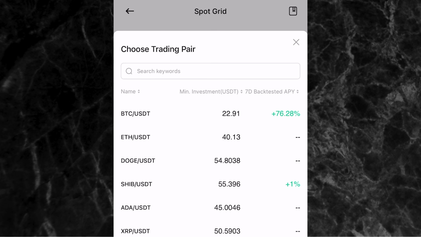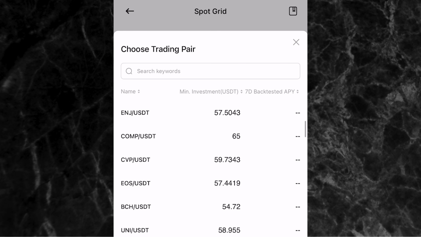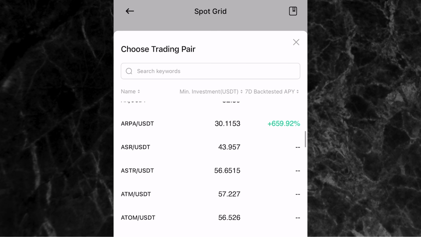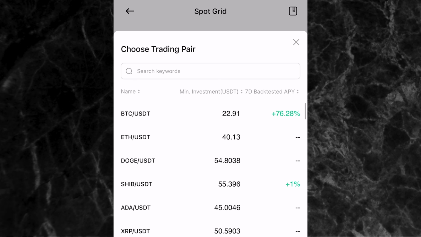And then right here is going to bring out all of the trading pairs that you can trade on this trading bot page. So these are all the trading pairs that you can trade right here. So you can see that there are a lot. So let's say, for example, you want to trade BTC USDT, you will see it right here. This is it. If it's ETH USDT, you will see it right here.